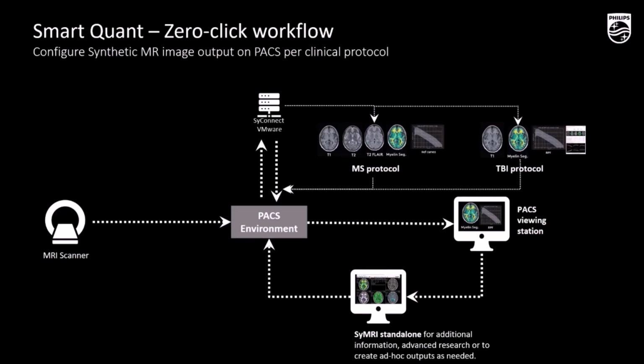I also want to mention that you can go back and update your already defined output for a protocol if, after using this for some time, you realize that you want to add another contrast-weighted image. So it's always possible to update the settings afterwards. So to summarize, this is a clinical setting with zero-click workflow, no manual work needed. Every output you want from SmartQuant Neuro, you will get automatically into your PACS environment.